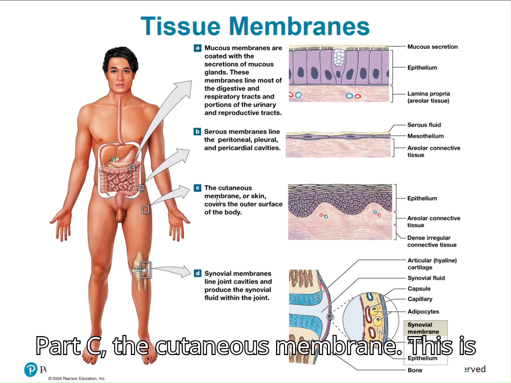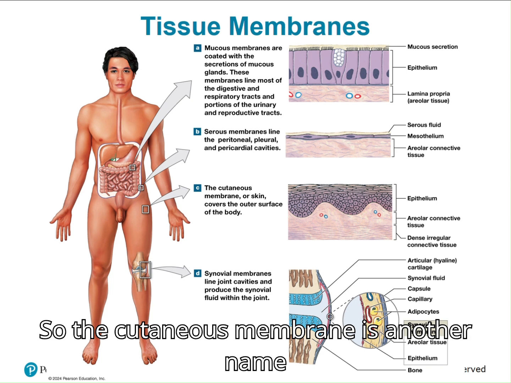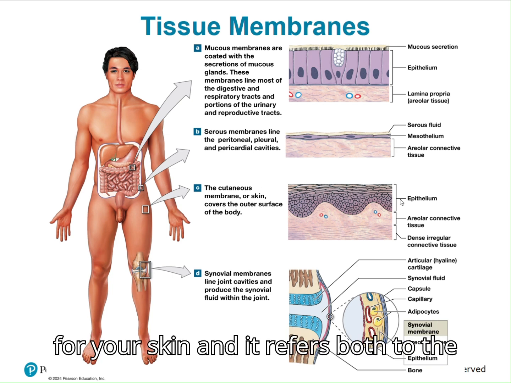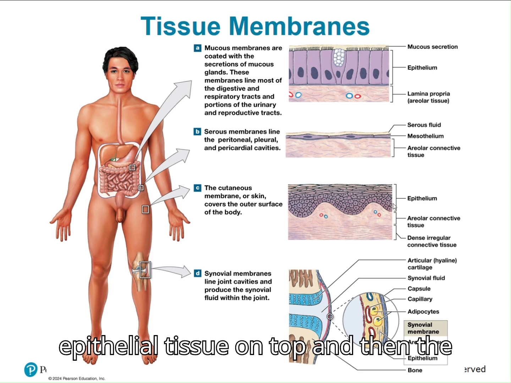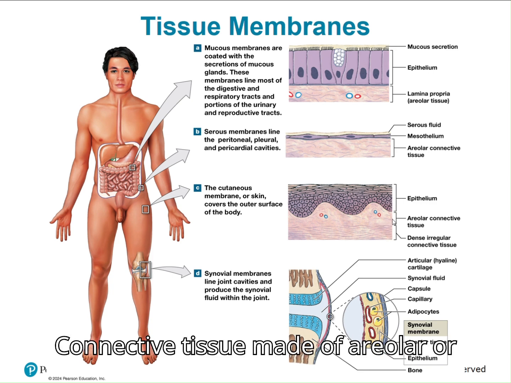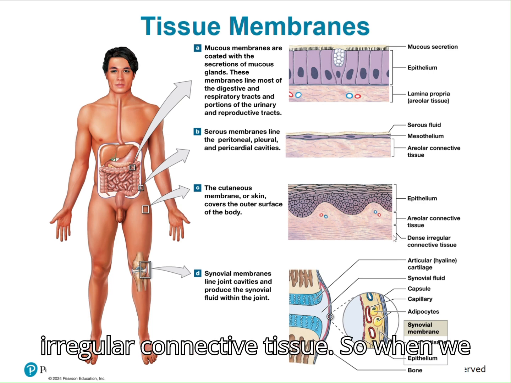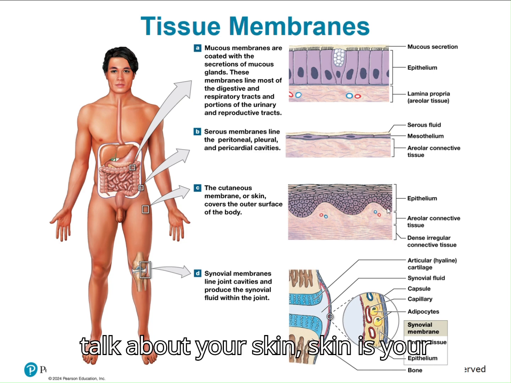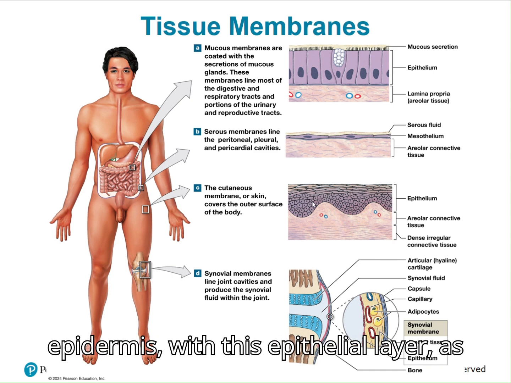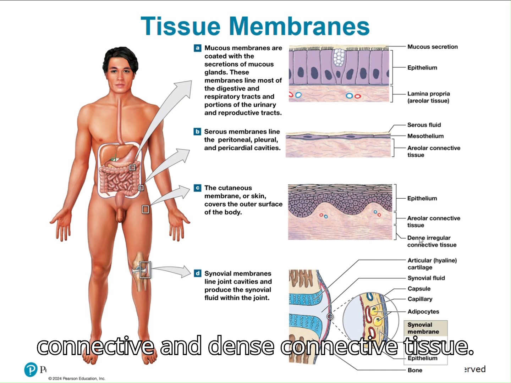Part C, the cutaneous membrane. This is actually what you refer to as your skin. So the cutaneous membrane is another name for your skin, and it refers both to the epithelial tissue on top and then the underlying connective tissue made of areolar or loose connective tissue as well as dense irregular connective tissue. So when we talk about your skin, skin is your epidermis with this epithelial layer as well as the dermis that's going to be underlying it. Dermis is made up of loose connective and dense connective tissue.